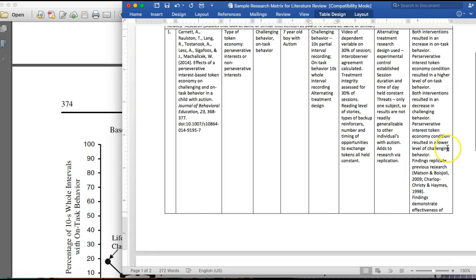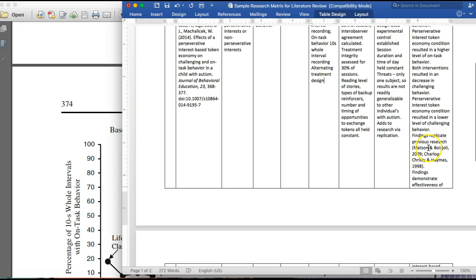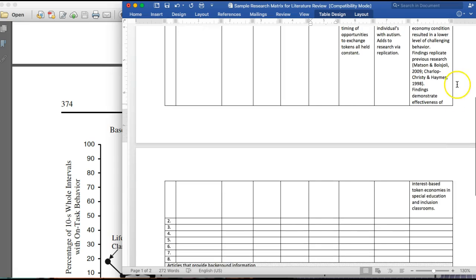In the discussion, they talk about how these findings replicate previous research, and I put in here what previous research it replicated, because when I'm going to do a literature review, having that information there, I can actually go to those studies and add to this. So I'm going to make my research synthesis even better and stronger, because I'm going to be able to talk about multiple studies that show the effectiveness of token economies. And then finally, the findings demonstrate effectiveness of interest-based token economies in special education and in inclusion classrooms. And that's another thing that might be helpful as I'm writing my literature review, being able to talk about that.